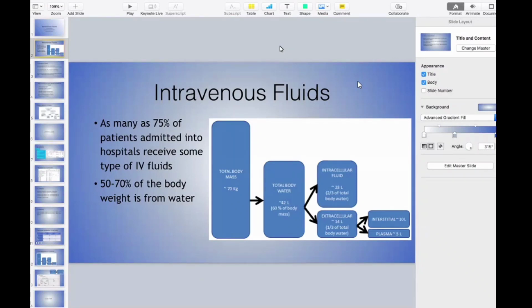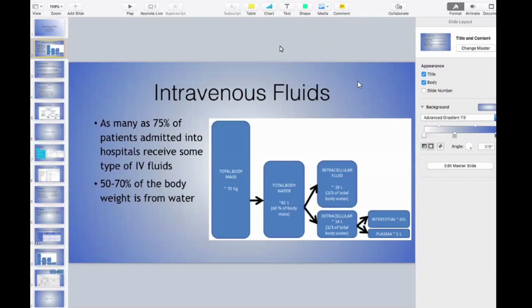Another thing is that 60 to 70% of our body weight is water. If you look at this picture, if the body weight is 70 kilos, 60% of that is water. Most of the water is in the intracellular space. Two-thirds is intracellular space, and the rest is in the extracellular space. You have to know the body composition, and if you give various types of fluid, where do these fluids move?